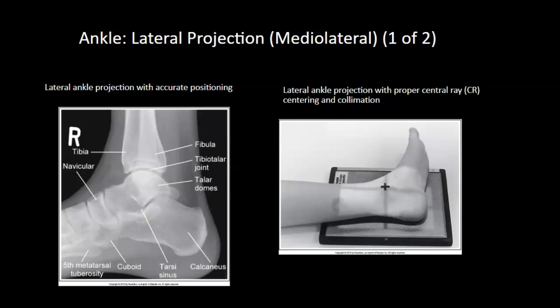The tibio-talar joint should be demonstrated at the center of the exposure field. The talus, 1 inch of the 5th metatarsal base, surrounding ankle soft tissue, and the distal 1/4 of the fibula and tibia are included within the exposure field.